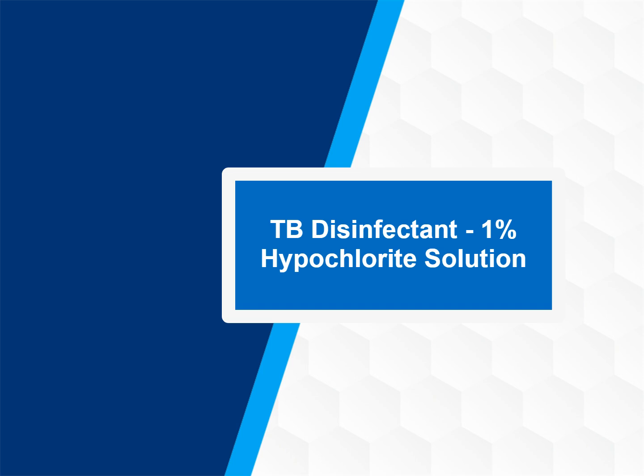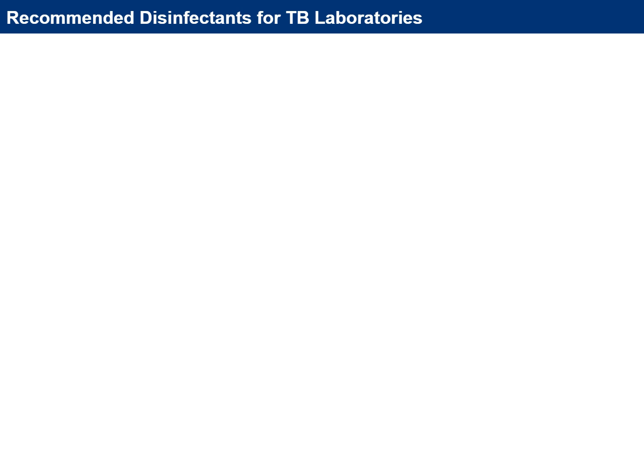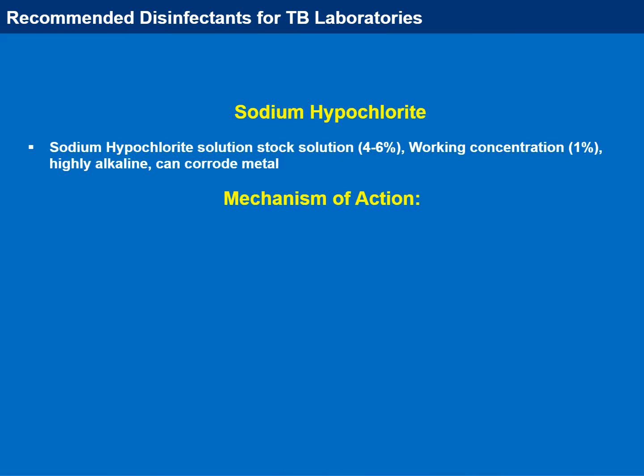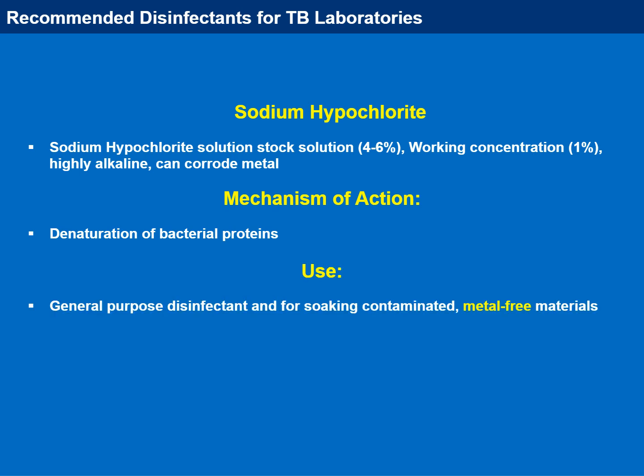Now we will prepare 1% hypochlorite solution. Chlorine. Sodium hypochlorite stock solution is 4 to 6% sodium hypochlorite, and the working concentration is 1%. Sodium hypochlorite is highly alkaline and can corrode metal. Mechanism of action. Denaturation of bacterial proteins. Use as a general purpose disinfectant and for soaking contaminated metal-free materials.